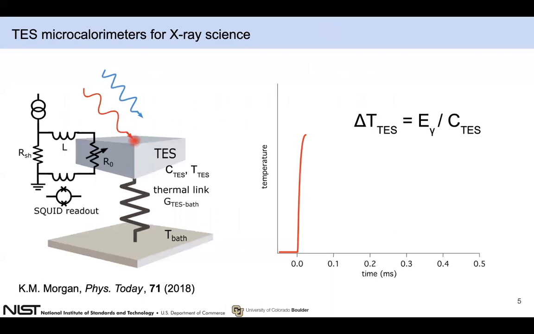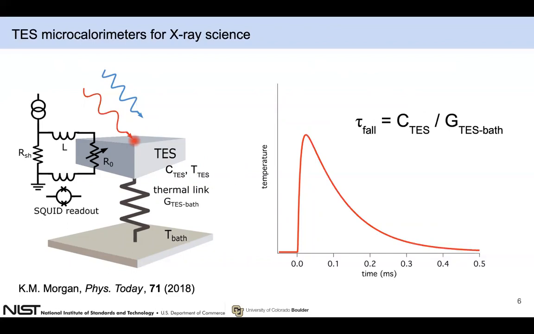To understand how a TES measures X-ray energy, we can look at this schematic of a generic microcalorimeter detector. It's got some heat capacity C, and it's going to sit at an equilibrium temperature T. When a photon with energy E is absorbed in the sensor, the temperature of this block is going to change by an amount that's simply equal to E over C.